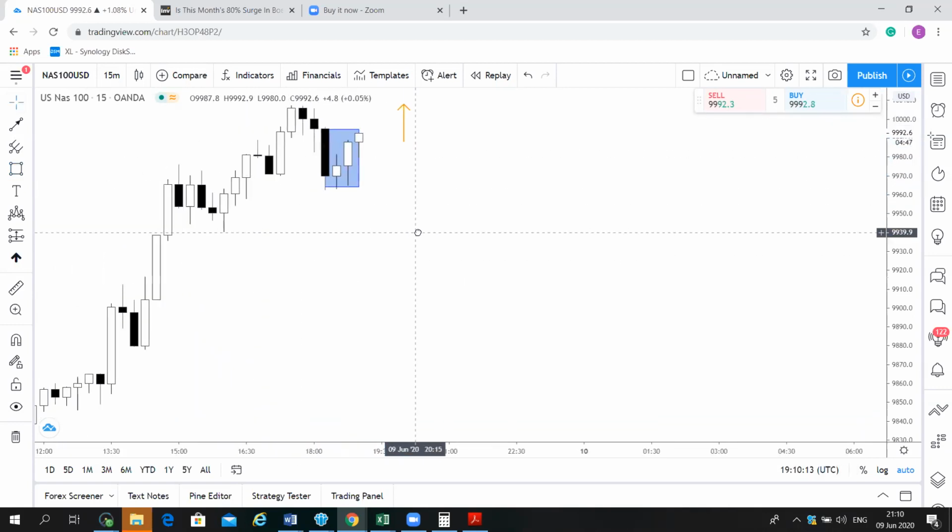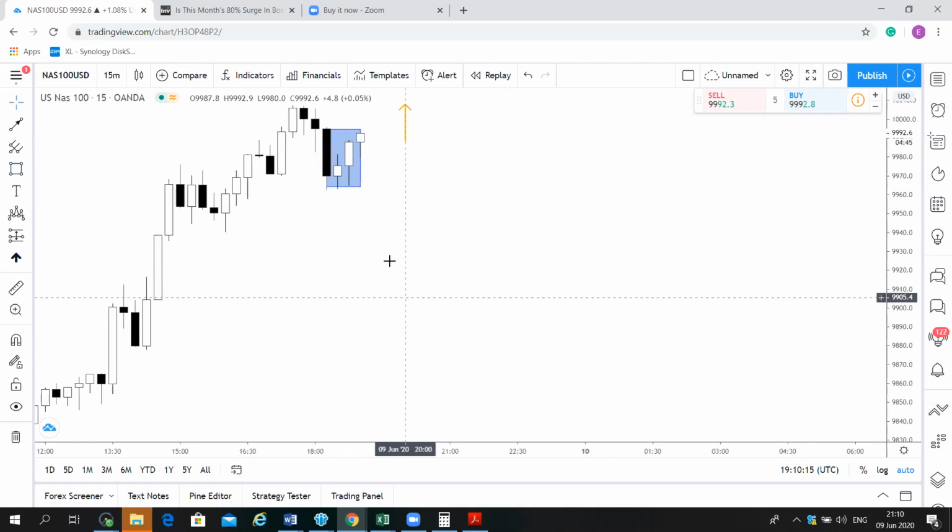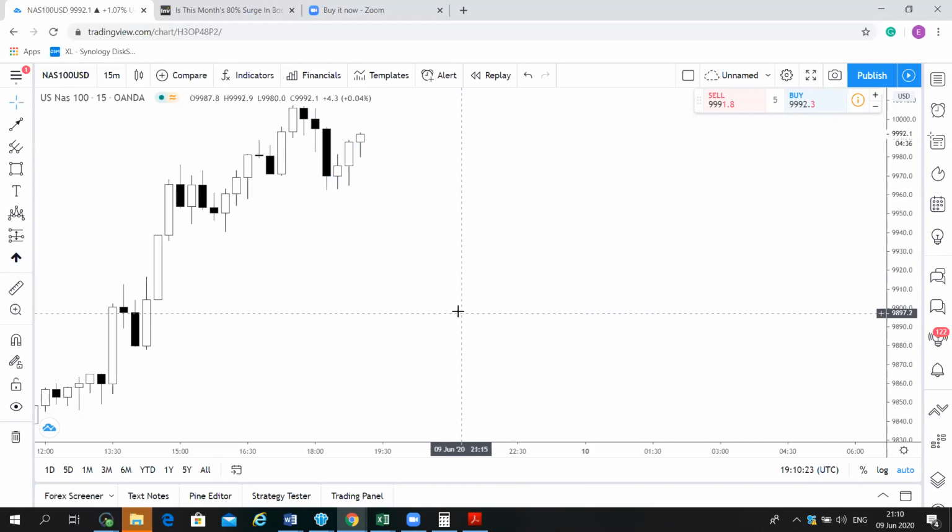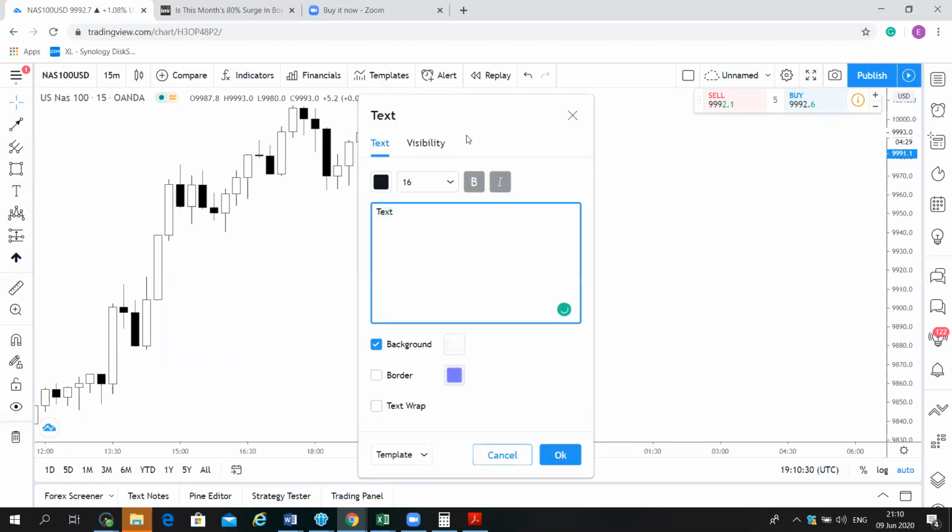Beautiful. You see, the study of candles is very important and it makes things easier. So now we're moving away from candles. We are going to start with something called support and resistance. I believe most of us know this, right?